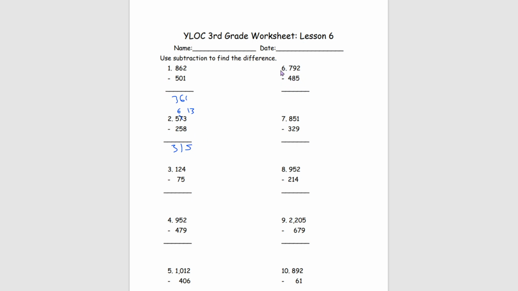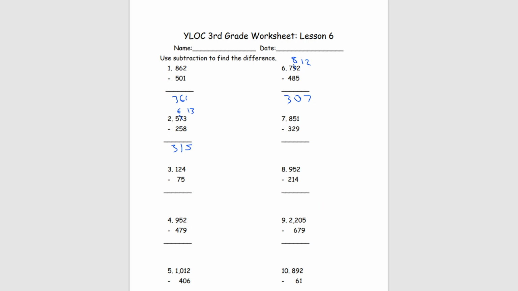For number 6, we have the same thing, but this time we can't do 2 minus 5, so we have to borrow 1 from this 9. This 9 becomes an 8. This 2 becomes a 12. 12 minus 5 equals 7. So we have a 7. 8 minus 0 is 8. And 7 minus 4 is 3. So our answer for number 6 is 387.